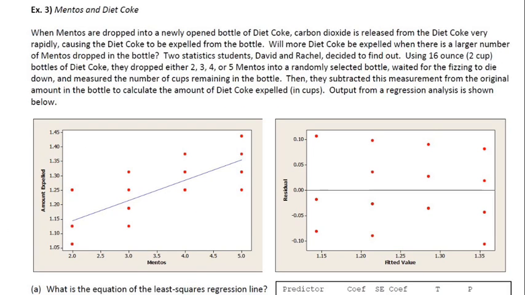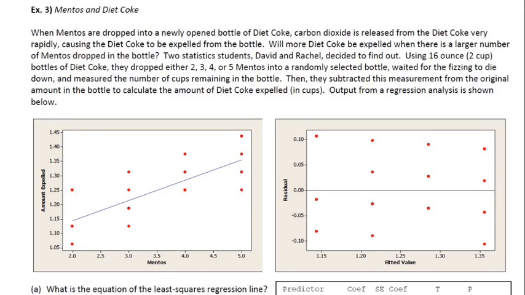Okay, so the next page has an example about Mentos and Diet Coke. Maybe you have or haven't done this experiment or you're familiar with it. It says when Mentos are dropped into a newly opened bottle of Diet Coke, carbon dioxide is released from the Diet Coke very rapidly, causing the Diet Coke to be expelled from the bottle. Will more Diet Coke be expelled when there's a large number of Mentos dropped in the bottle? Two statistics students, David and Rachel, decided to find out. Using 16-ounce or 2-cup bottles of Diet Coke, they dropped either 2, 3, 4, or 5 Mentos into a randomly selected bottle, waited for the fizzing to die down, and measured the number of cups remaining in the bottle.